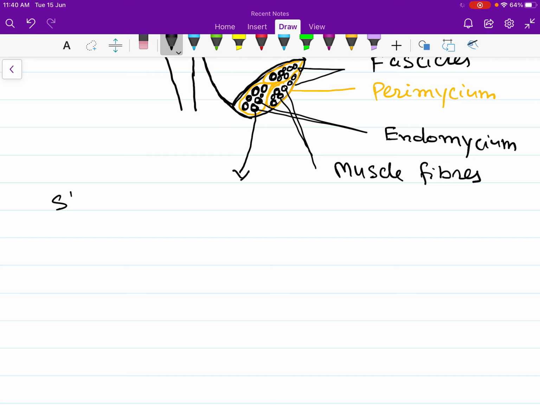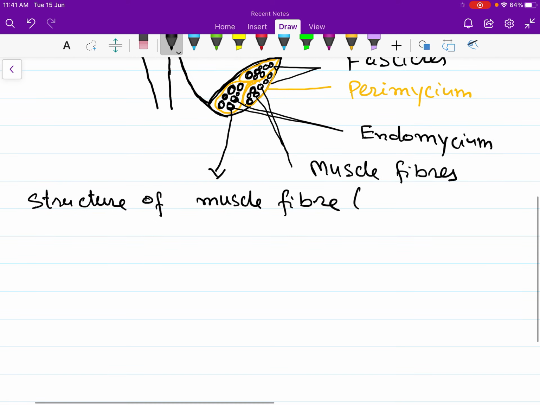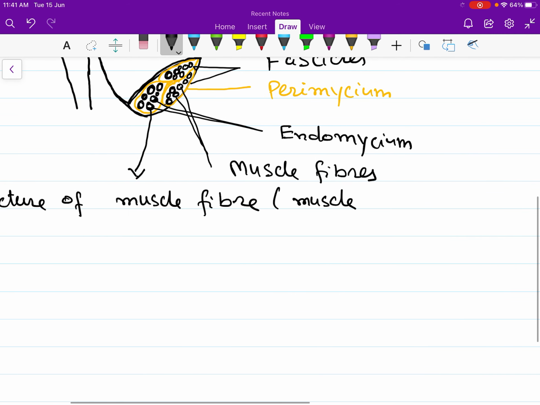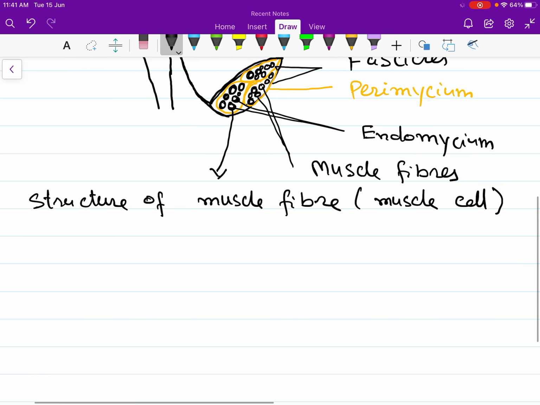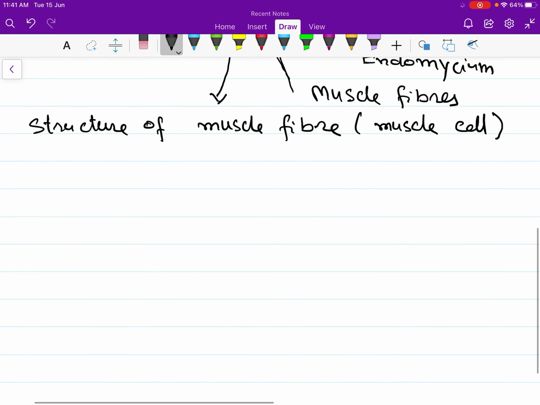Now we will talk about the structure of an individual muscle fiber, the skeletal muscle fiber. Muscle fiber is the name given to the muscle cell. Muscle cells are called muscle fibers because of their elongated shape. That is why they are called muscle fibers. Now let us see the structure of the individual muscle fiber.